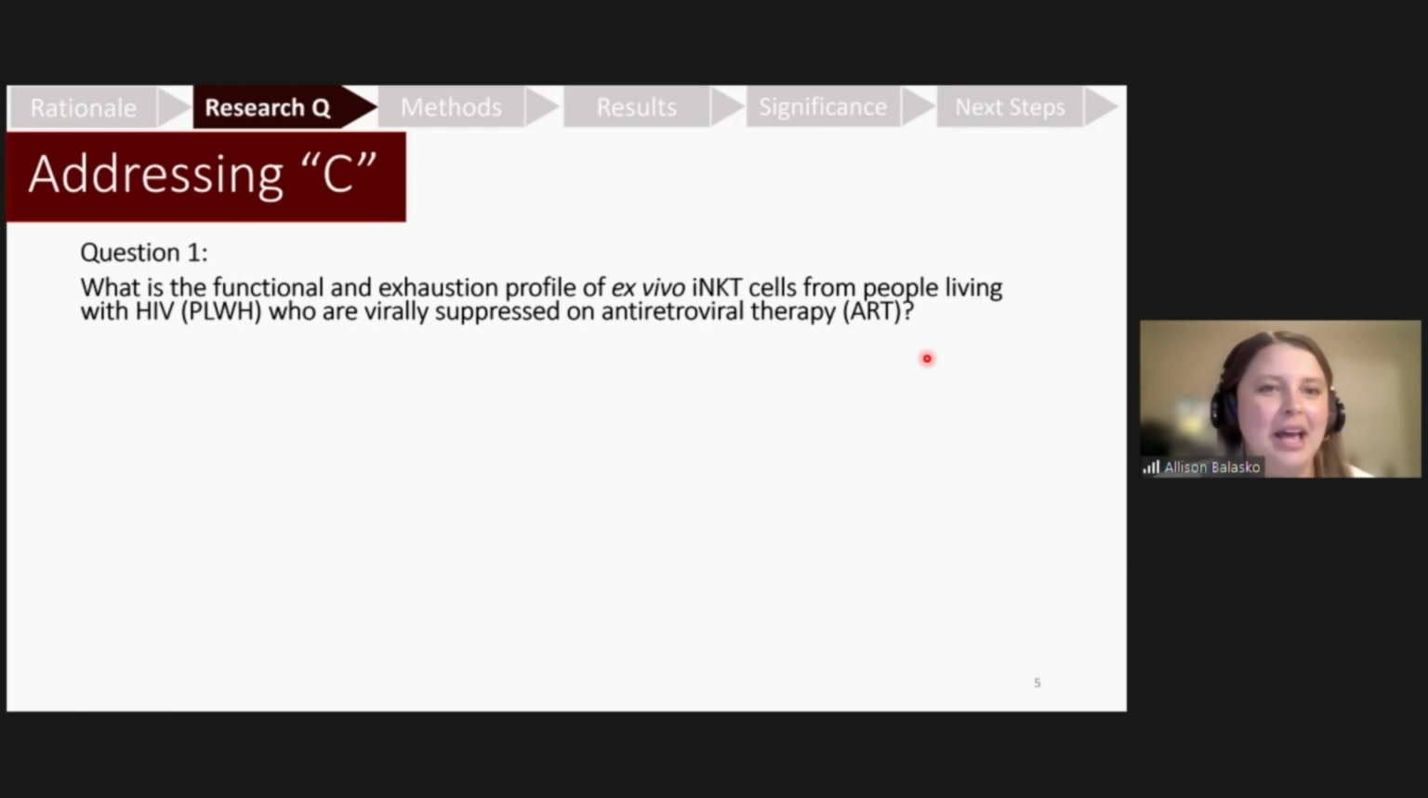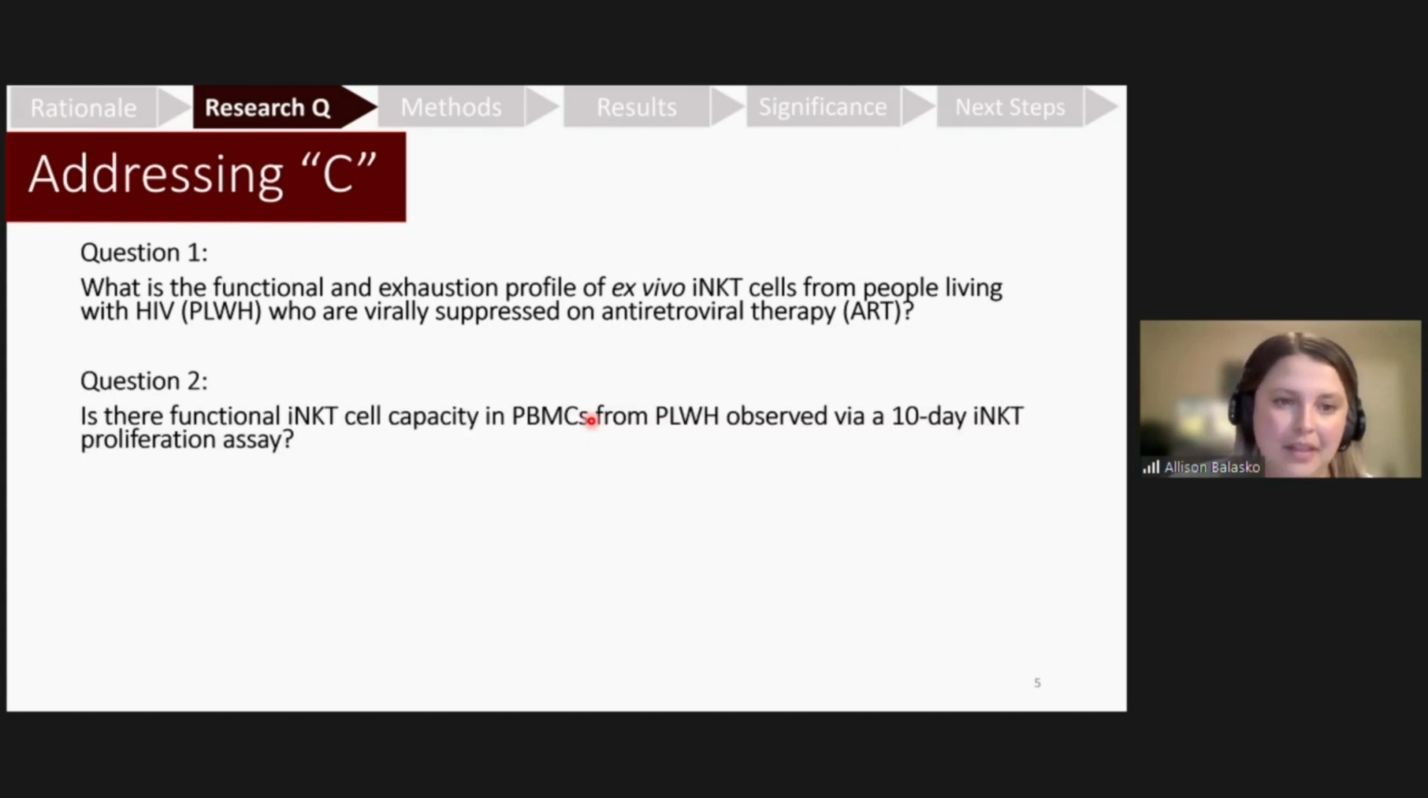That's an issue. How I'm trying to address this, I won't talk about all the aims of my project, but a couple of them today. One of the questions is, what is the functional and exhaustion profile ex vivo of these iNKT cells from people living with HIV who are virally suppressed on ART? This is a cohort that I study. Ex vivo is just right out of the gate, what do they look like?